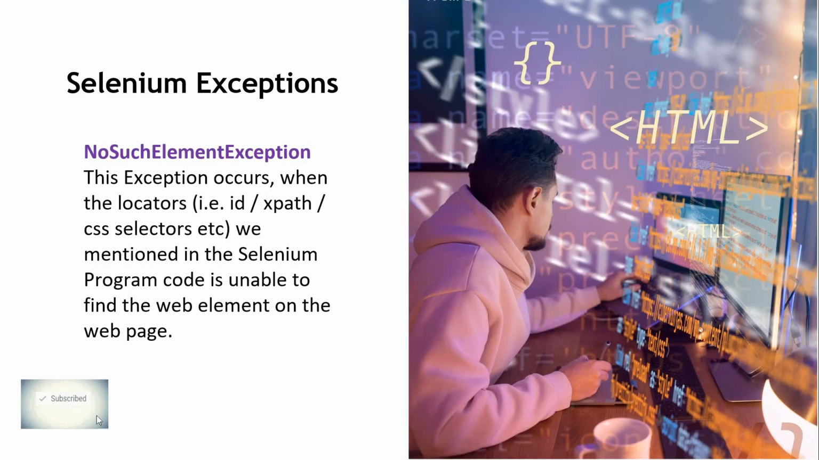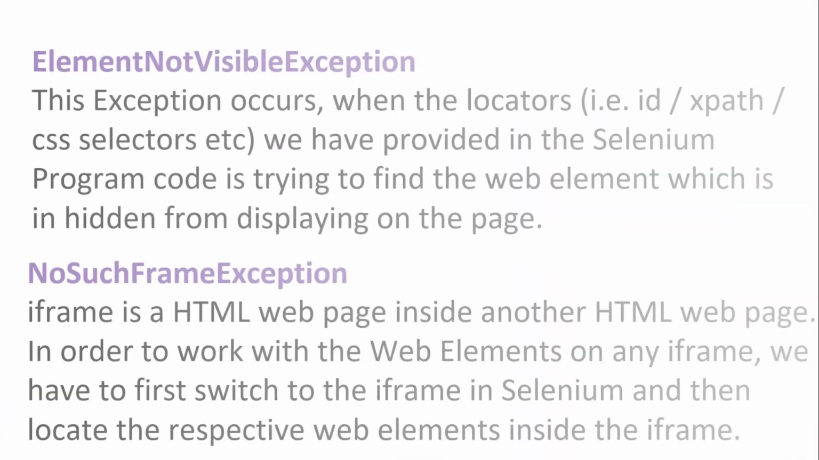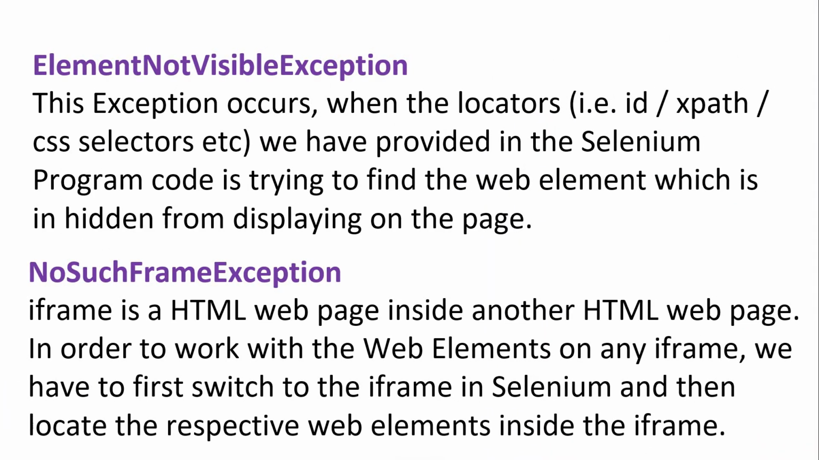So let's dig into Selenium exceptions. There is the NoSuchElementException. I'll be going a little fast on the Selenium exceptions, and then we'll pause to understand the Playwright exceptions. These exceptions occur when the locators, XPath, CSS selector, etc. we mentioned in the Selenium program code are unable to find the web element on the web page. Then we have ElementNotVisibleException and NoSuchFrameException, and how you can figure them out, you can learn. I'll have a couple of videos on exceptions as well, so you can refer to those. We also have checked and unchecked exceptions and custom exceptions, which you can also read up on.